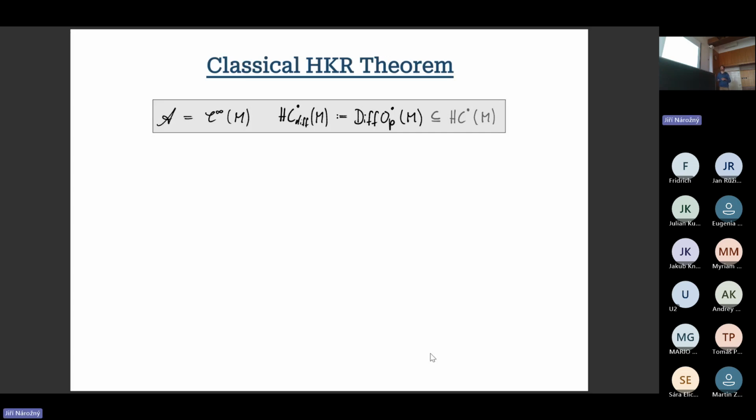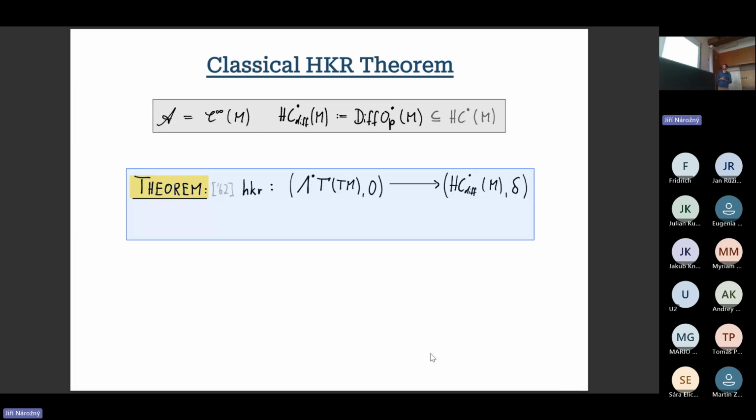And now for this subcomplex, there's the classical Hochschild-Rosenberg theorem telling us that we have a morphism from the multivector fields, considered as a complex with differential 0, to the differential Hochschild complex with our Hochschild differential. And in cohomology, this morphism is really an isomorphism.